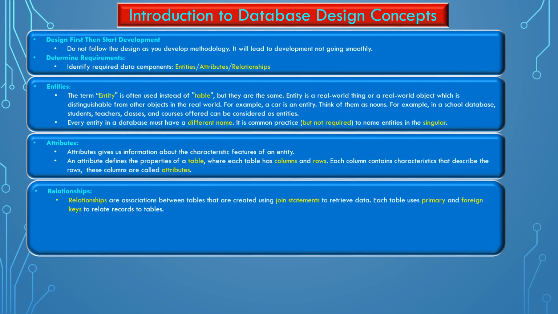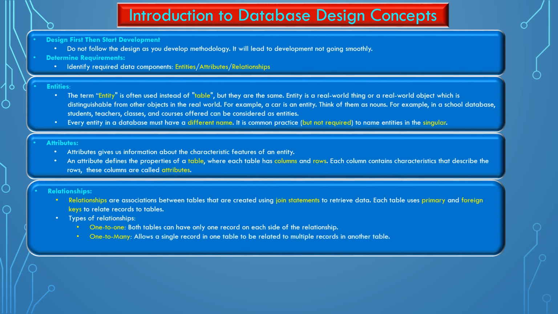Relationships are associations between tables that are created using join statements to retrieve data. Each table uses primary and foreign keys to relate records to tables. Some types of relationships are one-to-one, where both tables can have only one record on each side of the relationship. One-to-many allows a single record in one table to be related to multiple records in another table. Many-to-many, here each record in both tables can relate to none or any number of records in the other table.